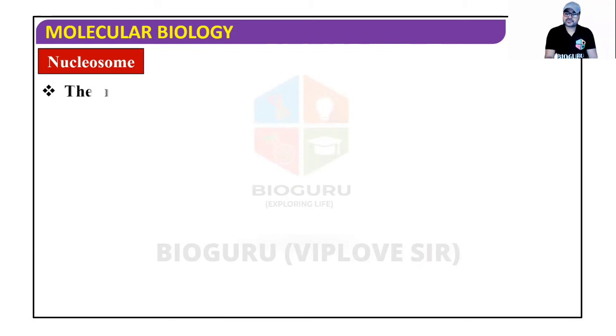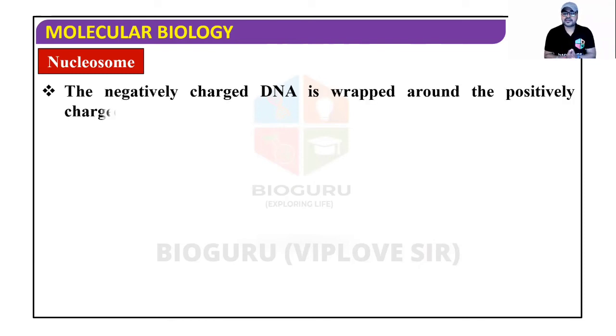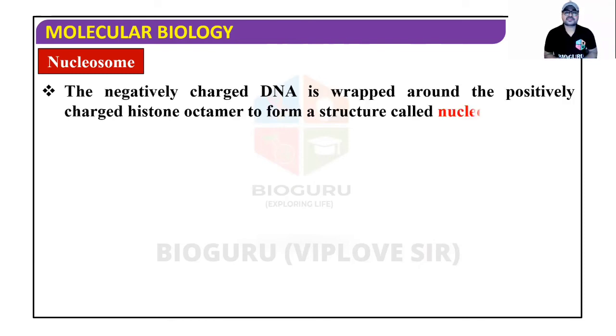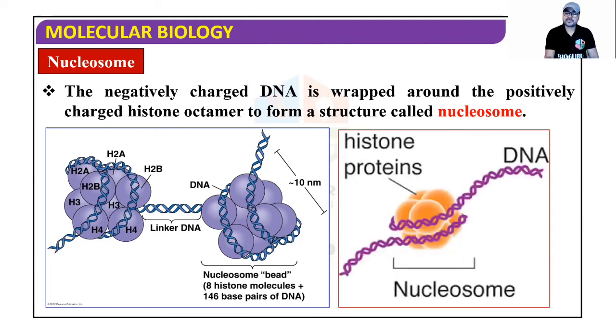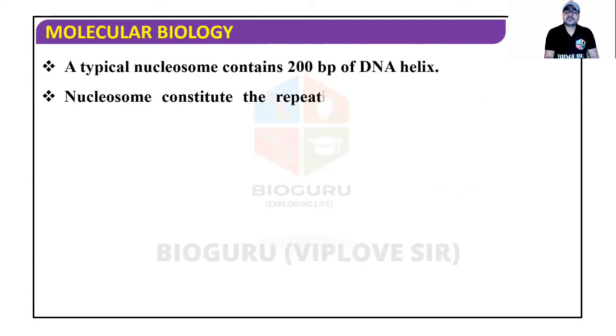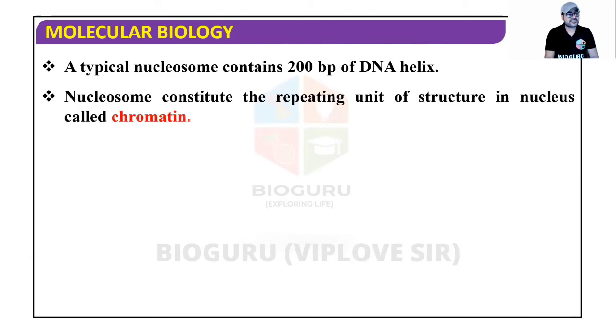So, nucleosome. देखिए, अब न्यूक्लियोसोम कब बनेगा? जो हमारे पास हिस्टोन प्रोटीन्स हैं, हिस्टोन प्रोटीन्स पर डीएनए रैप करेगा. The negatively charged DNA is wrapped around the positively charged histone octamer to form a structure called nucleosome. तो histone octamer के ऊपर, because histone octamer is positively charged and DNA is negatively charged, वो उस पे रैप हो जाएगा. It is called nucleosome. Then, a typical nucleosome contains 200 base pair of DNA helix.